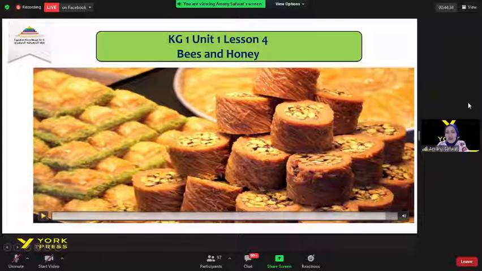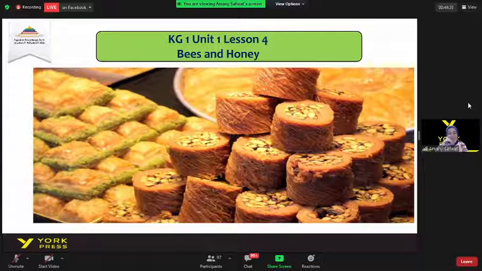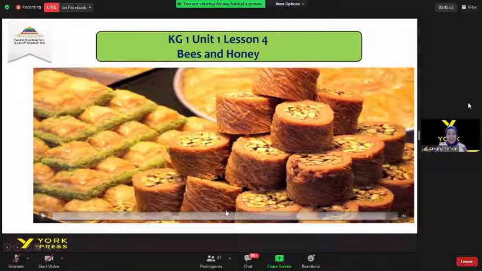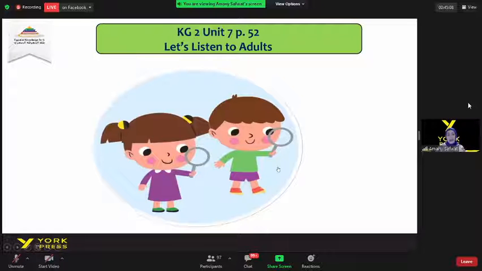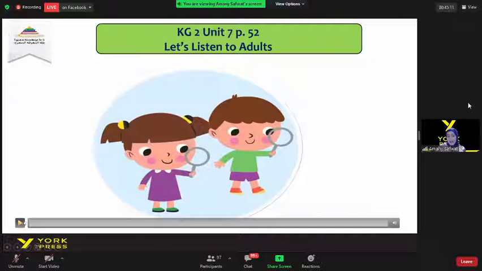I'm not sure whether you noticed this or not. The pace at which the audio is played is very slow, so that students can listen to the audio on their own. They have just a little new vocabulary. They have honey, they have this, that. They know thank you and so on. So they can enjoy this on their own at home, and you can discuss things later when they come to the classroom. Okay, we have something related to listening to adults, and this is in KG2.